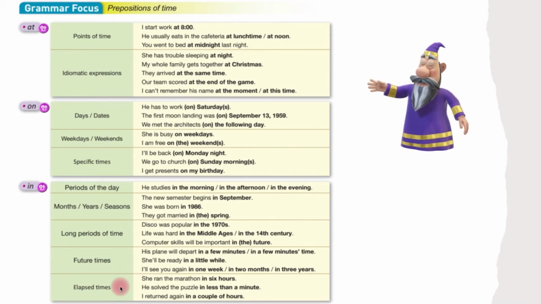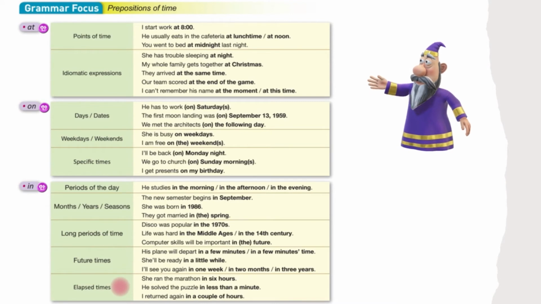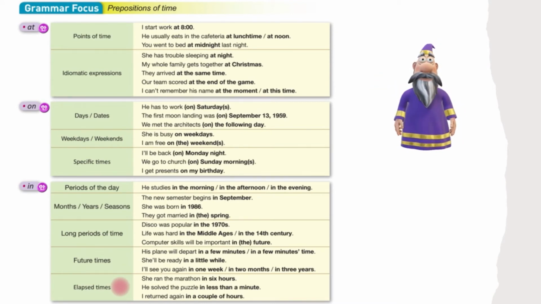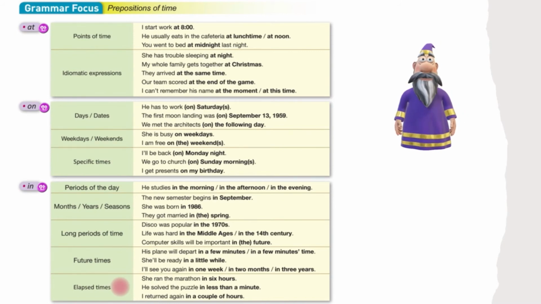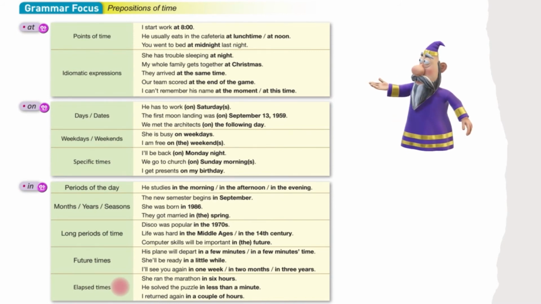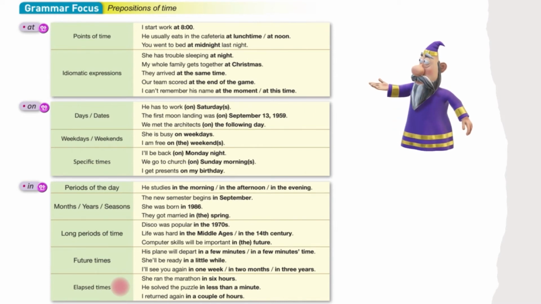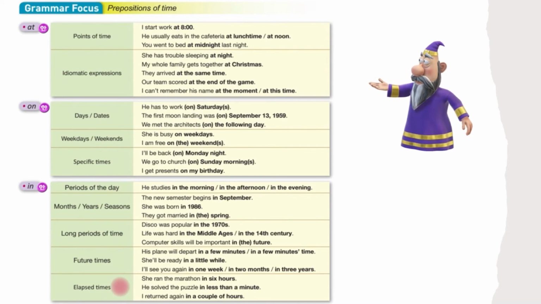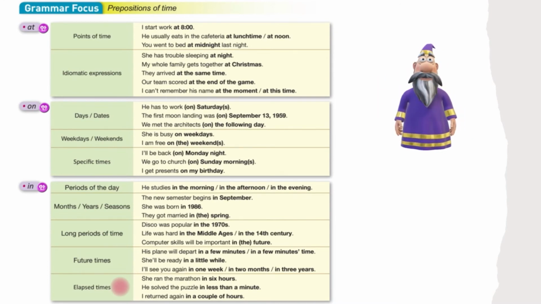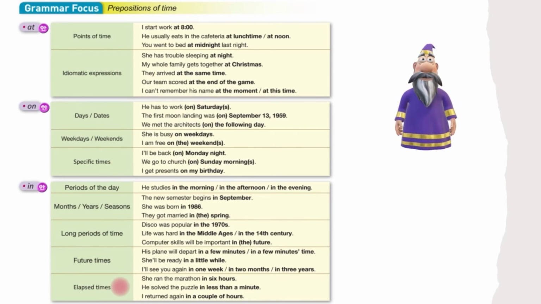Elapsed times. Elapsed means over a period of time. She ran the marathon over 6 hours. In 6 hours. So for 6 hours she was running. That seems quite slow. He solved the puzzle in less than a minute. So it took him a minute. For a minute he studied. He worked on the puzzle. I returned again in a couple of hours. It goes again for a couple of hours.